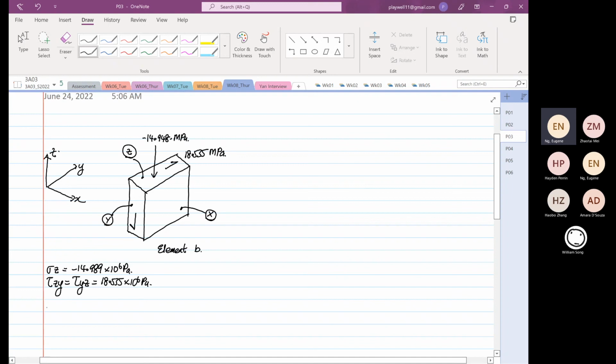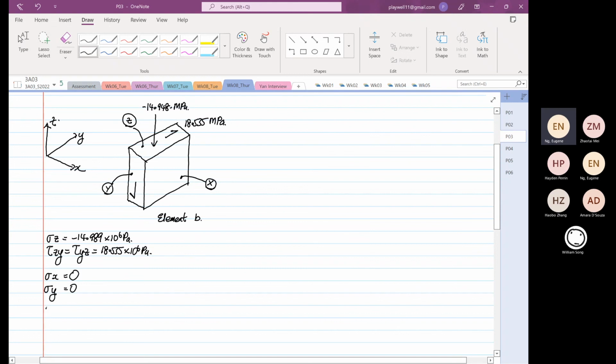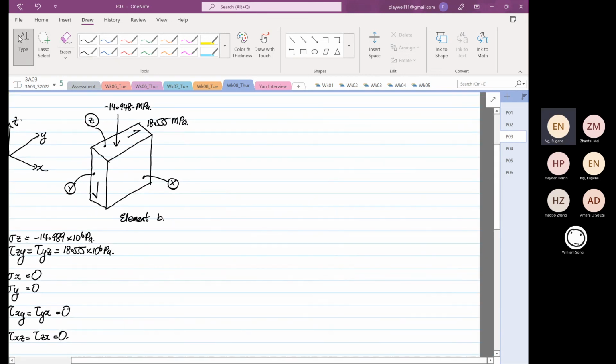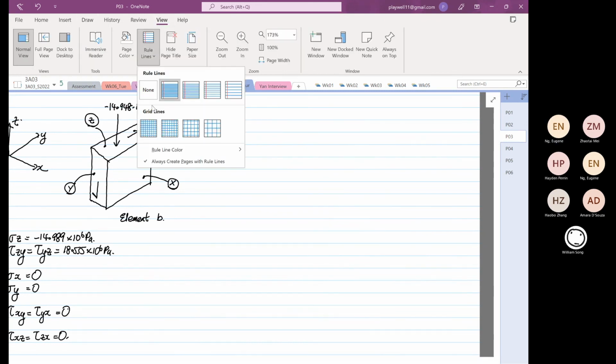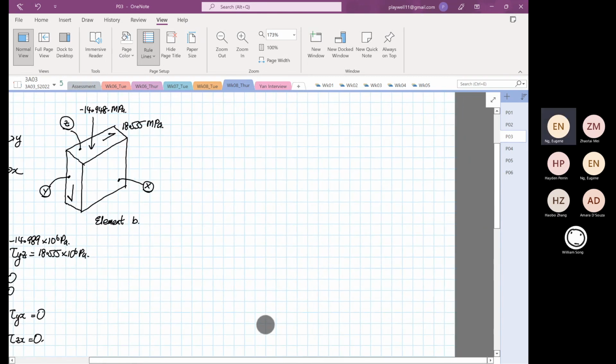And then the rest of them, we know that stress X is equal to 0, stress Y is equal to 0, and then shear XY is equal to shear YX is equal to 0, shear XZ is equal to shear ZX, they are all equal to 0. So again, now we can construct our Mohr circle.